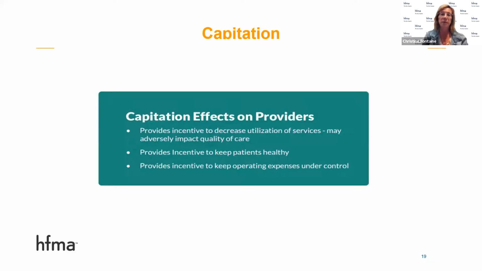What distinguishes capitation from risk-based contract is that capitation arrangements, unless they contain risk pools, lack mechanisms for sharing the rewards of improved quality and lower cost between providers and payers.